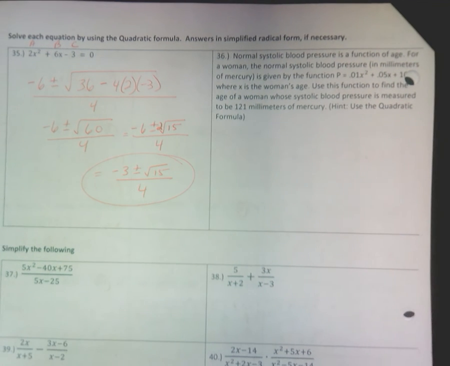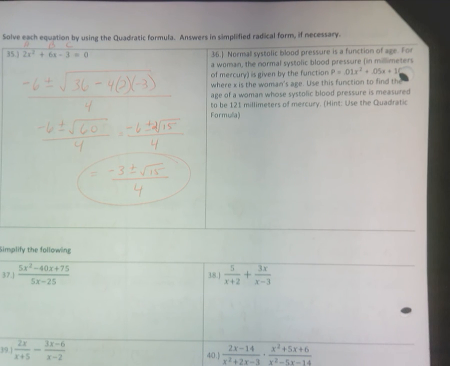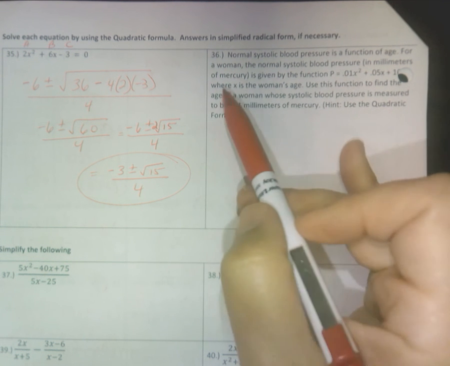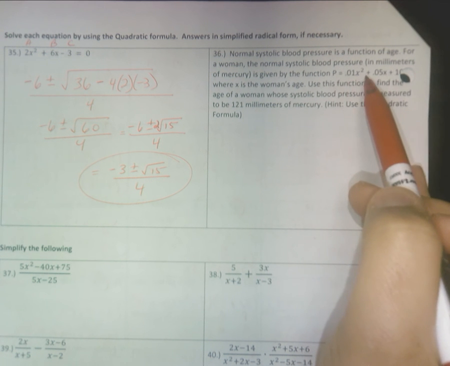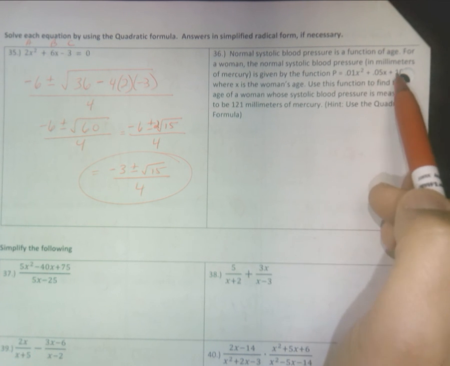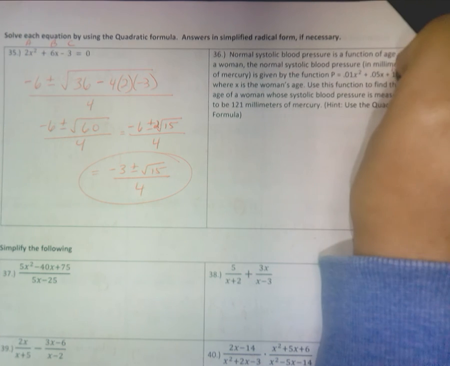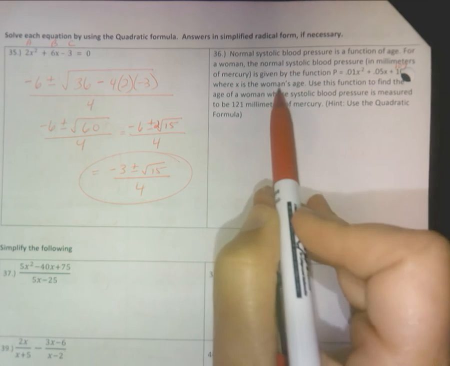36 is a little bit of a word problem, but it's not that hard. It's using quadratic formula. Normal systolic blood pressure is a function of age. For a woman, the normal systolic blood pressure in millimeters of mercury is given by the function P equals 0.01 x squared plus 0.05x plus, this is actually 107. It got cut off. Where x is the woman's age.